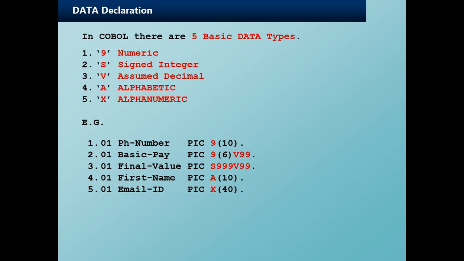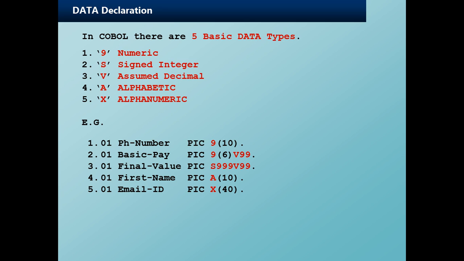If you see the first example, phone number, PIC 9(10). What it's telling is the name of the variable is phone number, which is declared as an independent variable under the 01 level. The picture clause is identifying the data type. It's telling that it's numeric data because it's starting with 9, and it takes 10 bytes. That is why you give 9(10). I can either give 9(10) or 9999999999, 10 times 9, that also works fine for you.